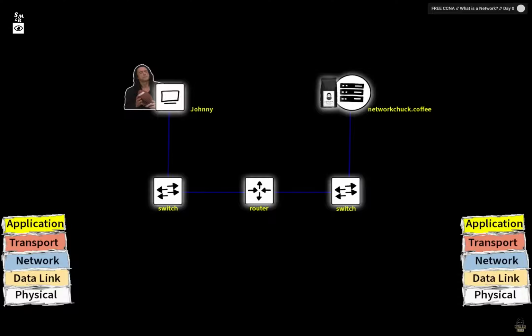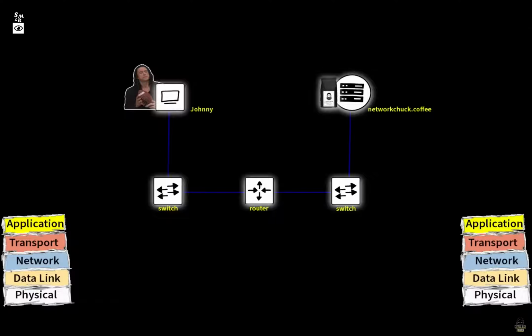Okay, same scenario as the last video. Johnny wants some delicious Network Chuck coffee. So he needs to go over the internet to access networkchuck.coffee to order some coffee. Let's watch his packets go across the network and we'll analyze the layers as it goes across the network. Let's check it out.